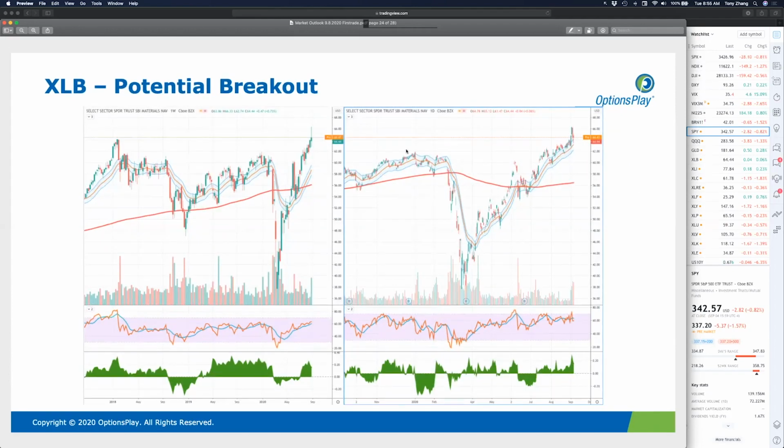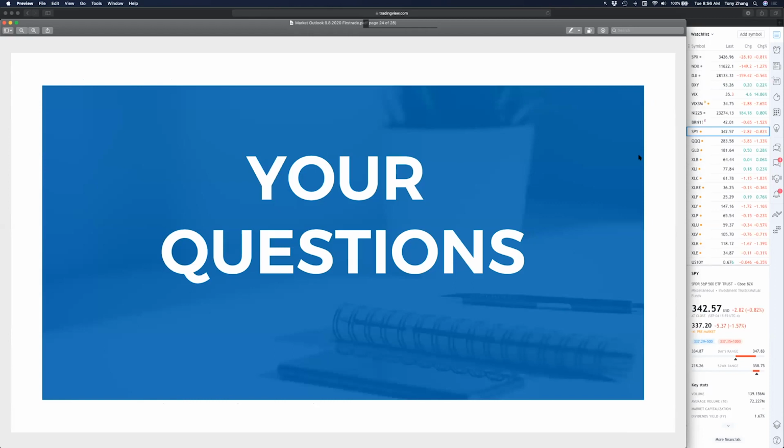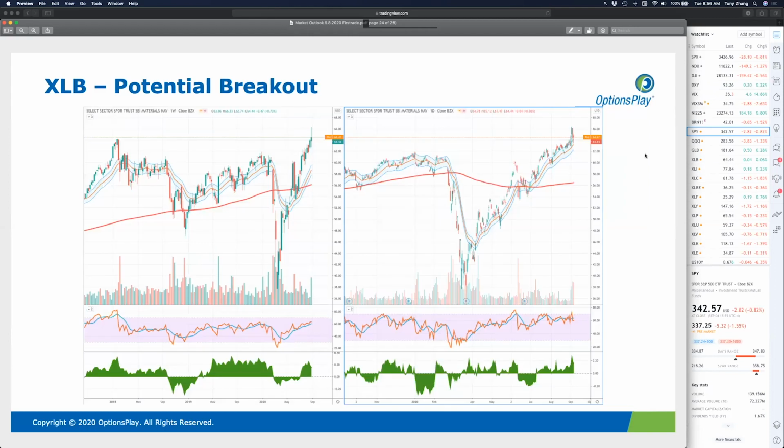We look at materials, same thing, materials breaking out above that $62 level. Similar chart to healthcare, I would say a little bit. We've talked about this sector for quite some time, but this is one again that sees some potential upside here as we get that rotation out of technology. So those are the things that we want to cover with you here today.